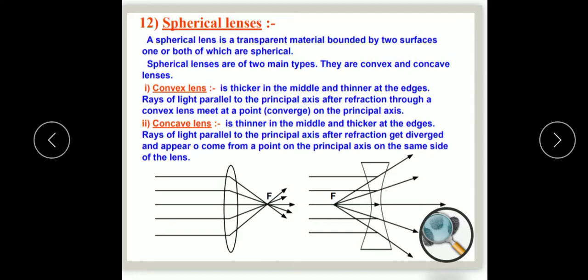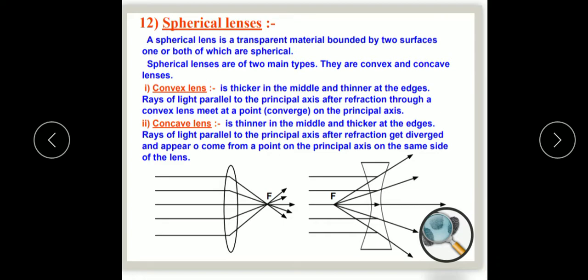What is meant by a diverging lens? The rays of light parallel to the principal axis, after refraction, get diverged and appear to come from a point on the principal axis. This point is known as the diverging point. So that's why it is called the diverging lens. A concave lens diverges the light rays, hence it is known as the diverging lens. This is an example of a double concave lens, which is simply called a concave lens.